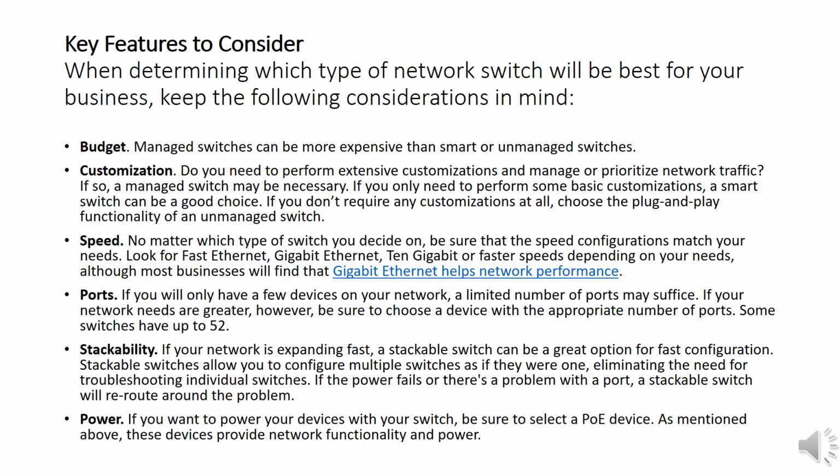Speed. No matter which type of switch you decide on, be sure that the speed configurations match your needs. Look for fast Ethernet, gigabit Ethernet, 10 gigabit or faster speeds depending on your needs, although most businesses will find that gigabit Ethernet helps network performance. Ports. If you will only have a few devices on your network, a limited number of ports may suffice. If your network needs are greater, however, be sure to choose a device with the appropriate number of ports. Some switches have up to 52.